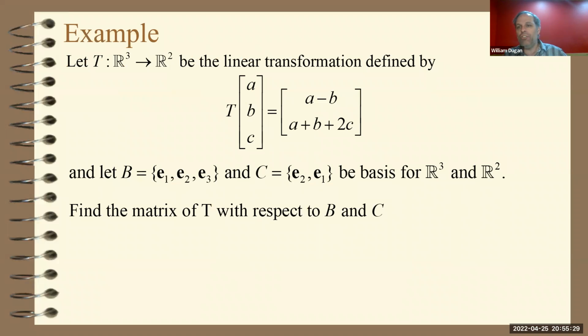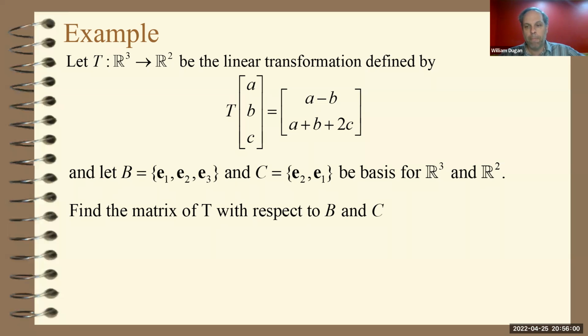All right, let's just go and do some examples. Let's look at the linear transformation going from R3 to R2, defined as I have it here. The basis for R3 will be E1, E2, E3. The order matters. The basis for R2 will be E2, E1. So notice that B is just the standard everyday basis. C, though, is the standard basis where I reverse the order. Again, the order does matter.